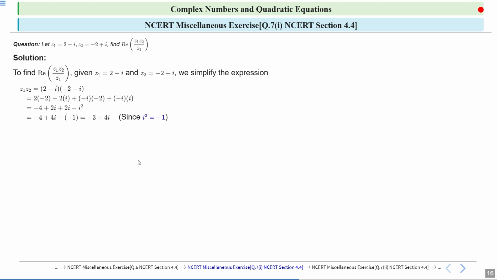Now let's combine like terms. The two imaginary parts, 2 iota and 2 iota, add up to 4 times iota. For the last term, remember that iota squared is minus 1. So negative iota squared becomes negative of negative 1, which simplifies the expression. Okay, and then z1 times z2 will become minus 3 plus 4 times iota.